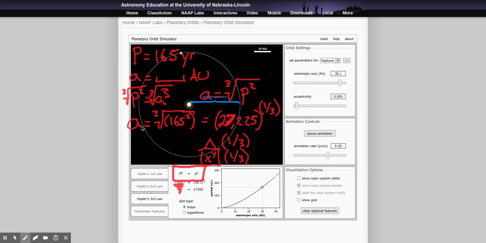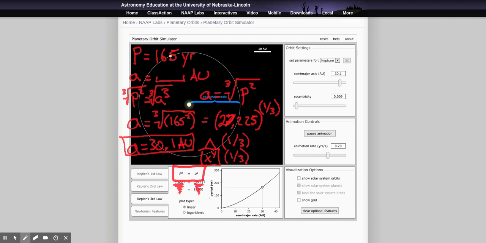In this particular case, let's see. I'm going to do 27,225 to the power of 1/3. And I end up with about 30.08, so 30.1 AU. So you can see I just solved that. Again, if you were playing along at home, you'd probably see that right down there, 30.1.